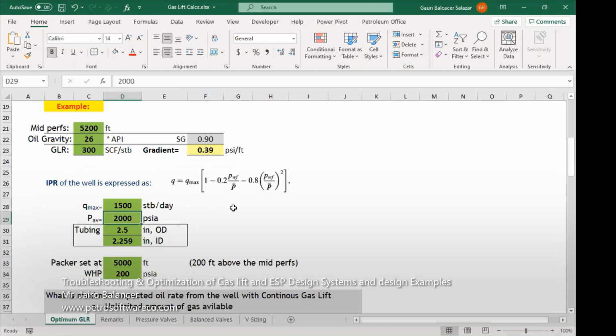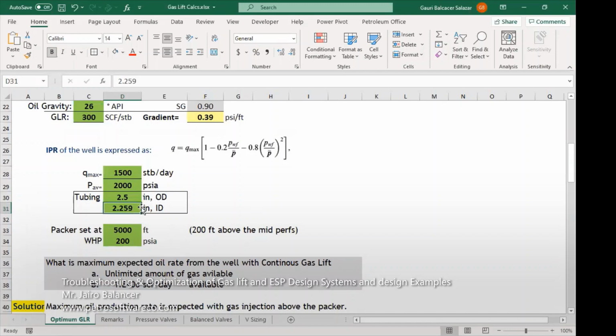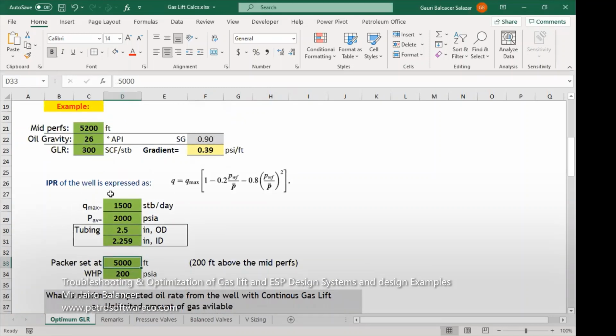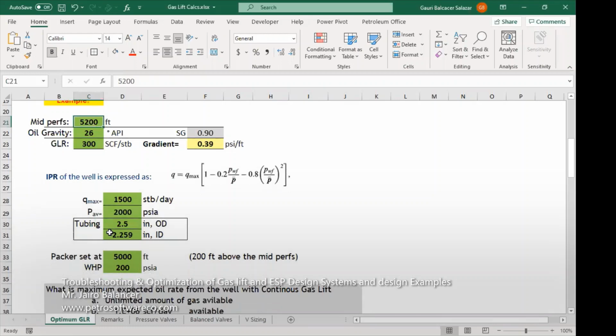Average reservoir pressure is 2,000 psi. The tubing ID is 2.5 inch, and the tubing OD, sorry, the 2.5 is the OD. The ID is 2.259. The packer is set at 5,000 feet, and the water pressure is 200 psi. So as we see, basically the packer is set 200 feet above the mid perforations.